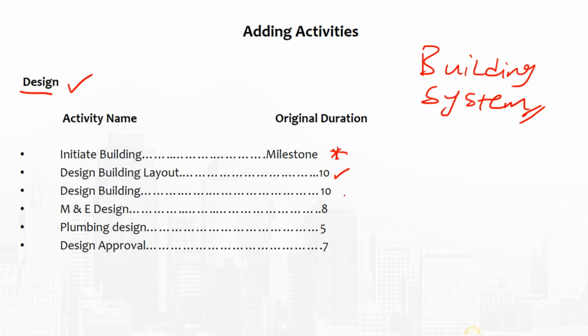Then design building, which has a duration of 10 days as well. Then of course M&E design, that's mechanical and electrical. This has an 8-day duration. Then plumbing design, which has a 5-day duration. And then also we go for approval for our design, which we estimated to last for 7 days.